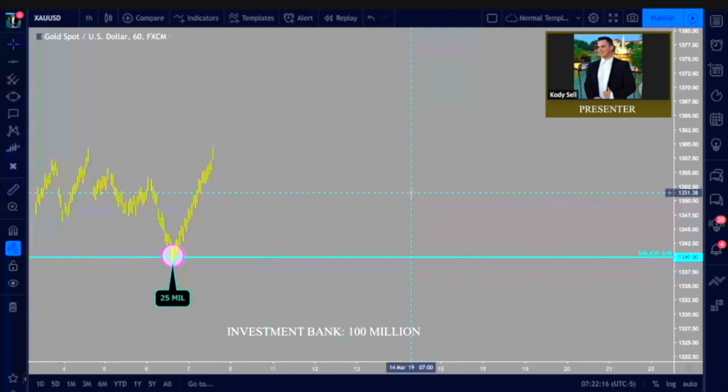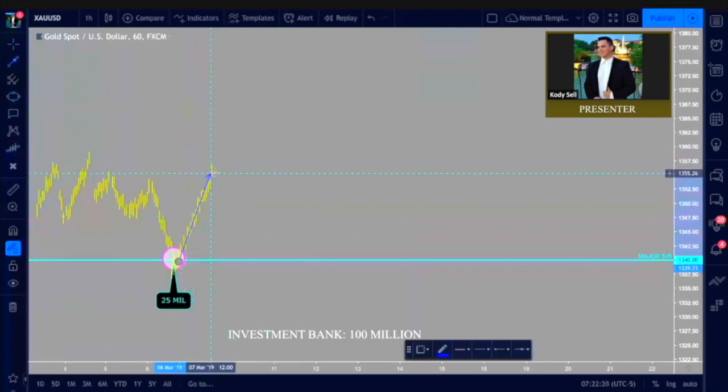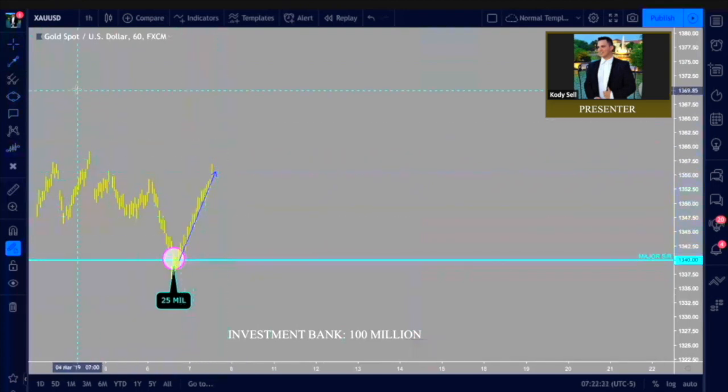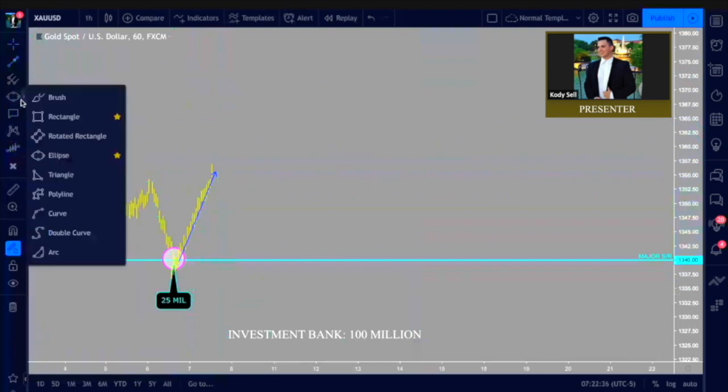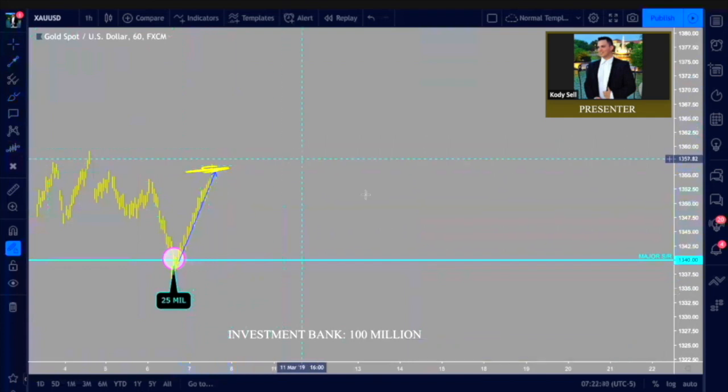So when they place an order for $25 million, price rises. Let's say price rises up right to this area. Now, here's the question. When price rises up to here, are we down here at 1340 anymore? No.